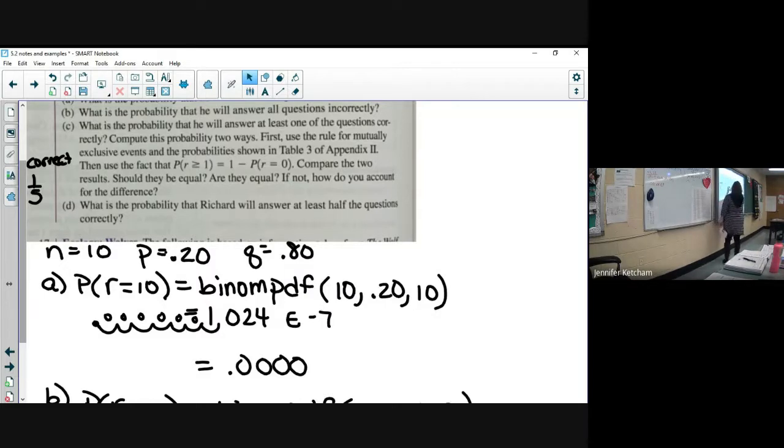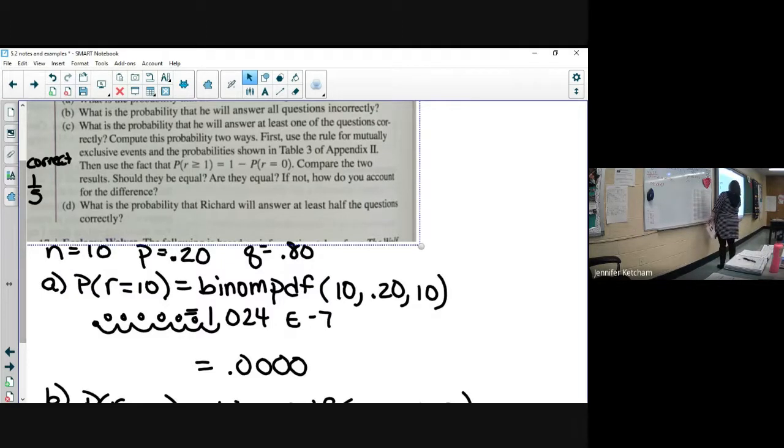If I'm looking for the probability that R is greater than or equal to 1, that does not work for my binom CDF. Remember that binom CDF is for less than or equal to. So if that's what I'm looking for, you're ultimately doing 1 minus the probability that R would equal 0. Compare the results. Should they be equal? Are they equal? If not, how do we account for that difference?